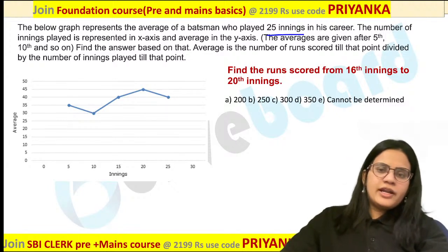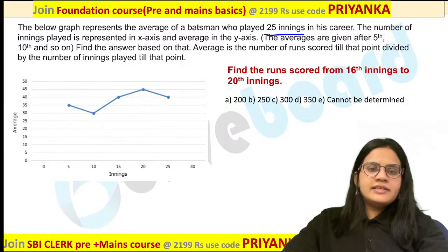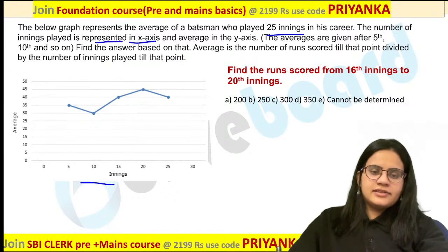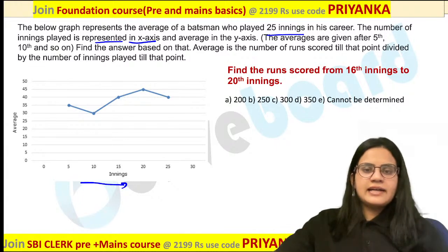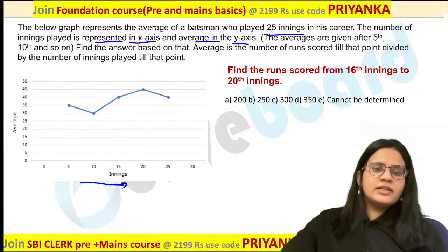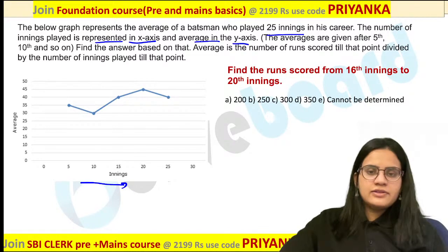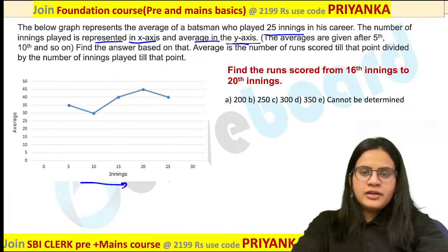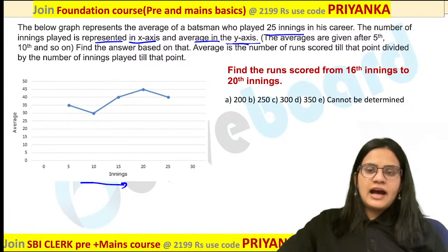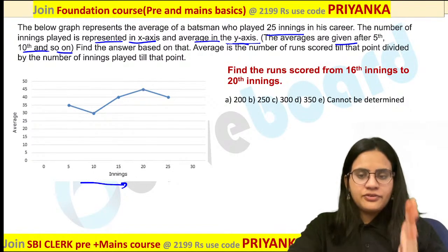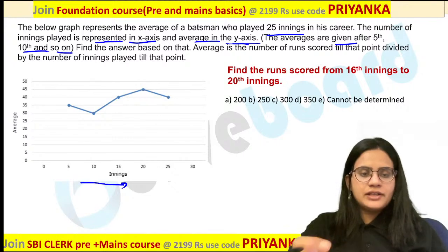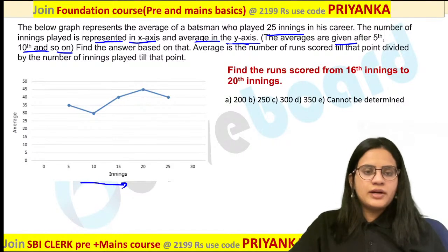Now here the number of innings played is represented on the x-axis. And what about the y-axis? The average is shown on the y-axis. So whatever y-axis value is there, that is nothing but the average over here. Are you getting my point? Now there is one more important thing. The averages are given after 5th, 10th and so on. That means whatever average is shown, that is after the 5th. Whatever average is shown after the 10th, that is after the 10th match over here.